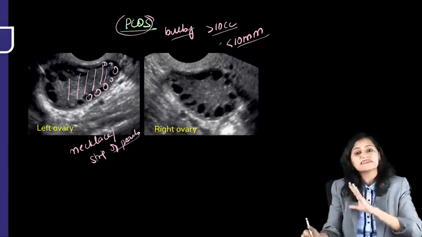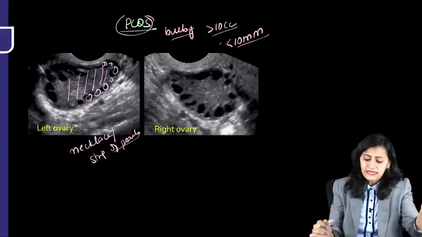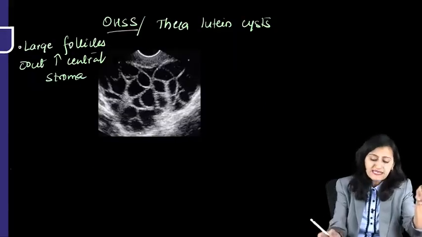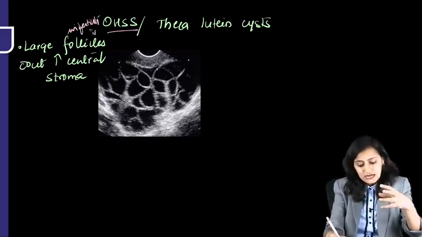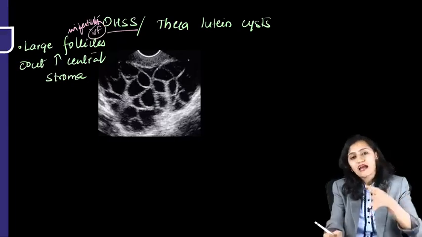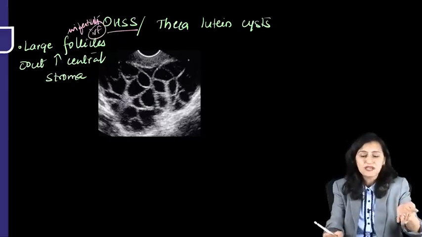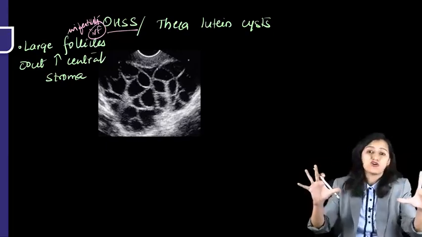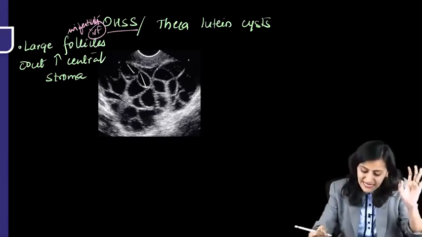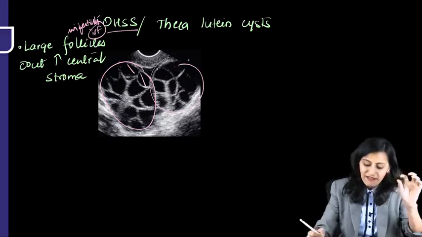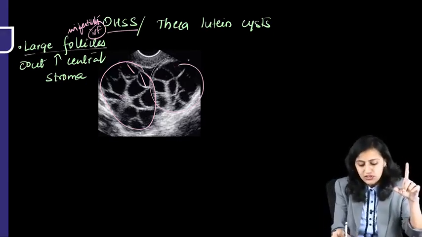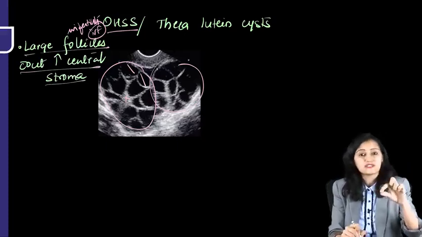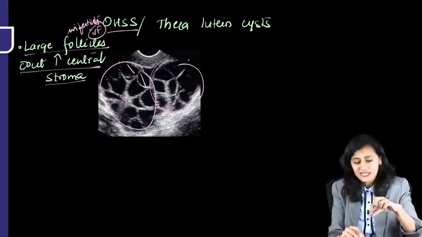So these are the findings in PCOS versus if I have to differentiate it with ovarian hyperstimulation syndrome, where you would have the background history of a patient who is having infertility, planned for IVF, so drugs which are causing ovarian hyperstimulation. So here you would see large follicles, more than 10 mm. Both the ovaries will have large follicles. They will not have the increased central stroma. So large follicles without increased central stroma is what we would see in OHSS.